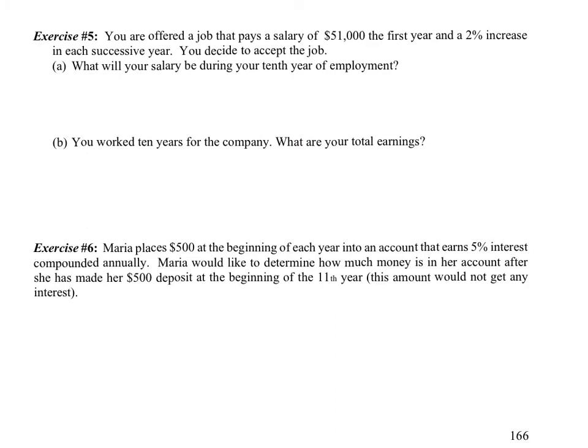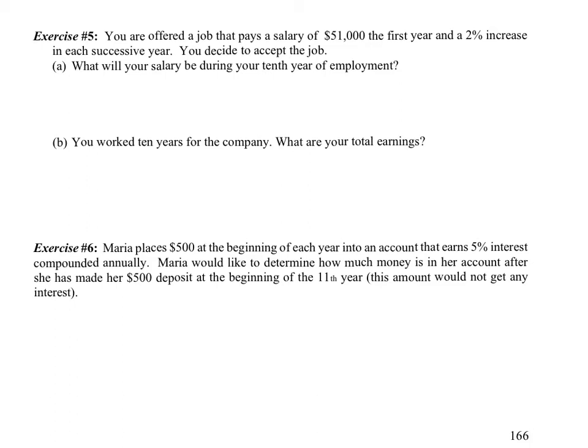Exercise 5. You are offered a job that pays a salary of $51,000 in the first year and a 2% increase in each successive year. You decide to accept the job. What will your salary be during your 10th year of employment? Now, there is nothing that question A is asking that leads me to believe that it's a series like we just did. Why would we add anything together? It's only asking me what it would be in my 10th year of employment. So that part is a little tricky because it really has nothing to do with what we have been doing.